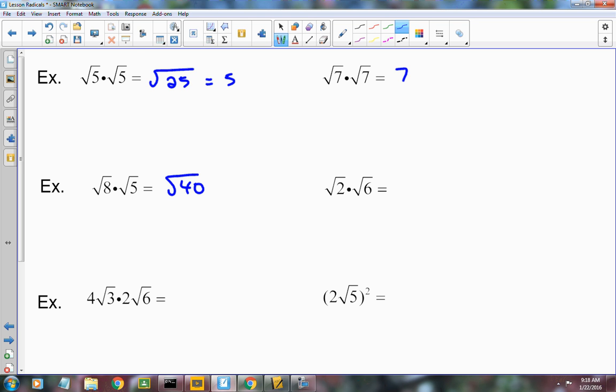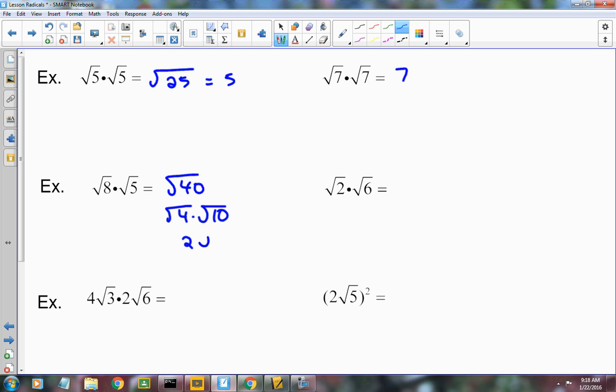But then I have to look to see if this radicand has any perfect square factors. Does it have any perfect square factors? 4, okay? So this can be broken into the square root of 4 times the square root of 10. And what's the square root of 4 times the square root of 10?